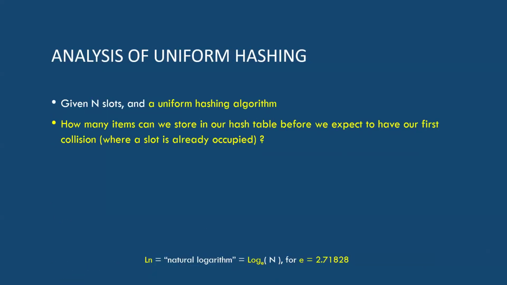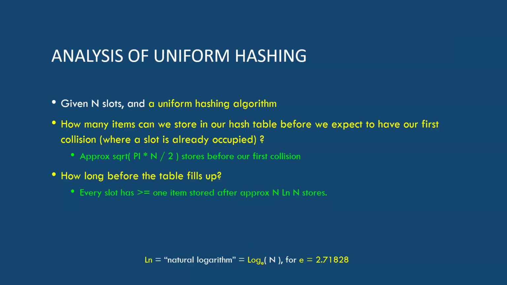And this is just some extra stuff for folks who are interested. Given n slots and a uniform hashing algorithm, one of the common questions is, how many items can we store in our hash table before we expect our first collision? There's some interesting research behind this, but basically it's about the square root of pi times n over 2. So we can calculate the probability of that first collision based on the number of things we've stored so far, which is kind of fun.